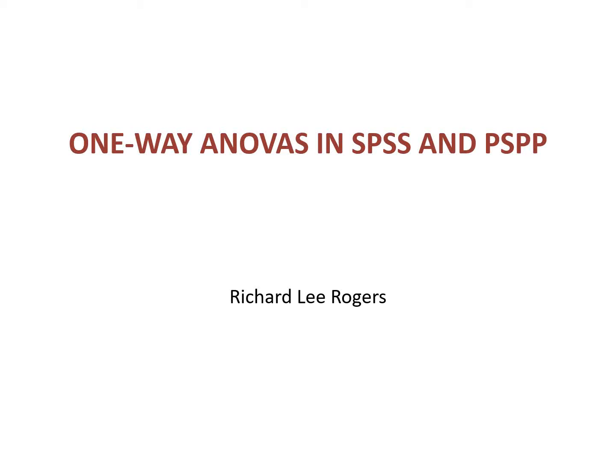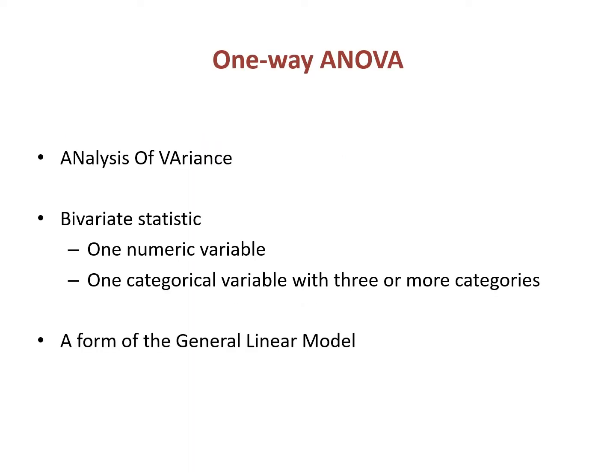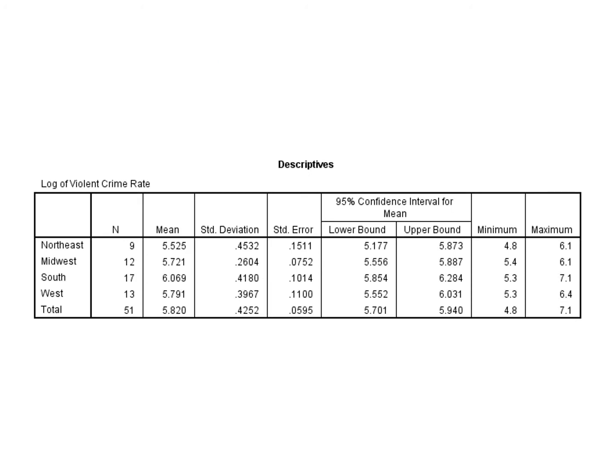This is Professor Rogers. In this presentation, we look at one-way ANOVAs. ANOVA stands for Analysis of Variance. A one-way ANOVA is a bivariate statistic used when there is one numeric variable and a categorical variable with three or more categories. It allows for more categories than a t-test, which is limited to two.